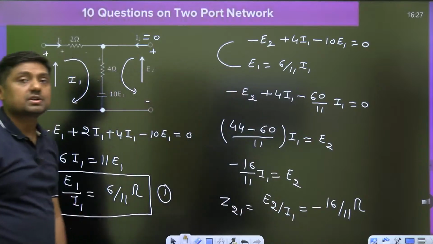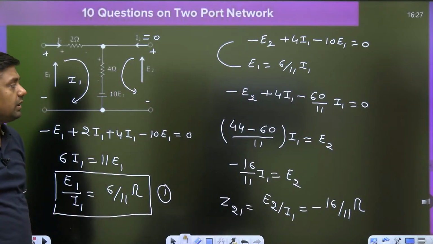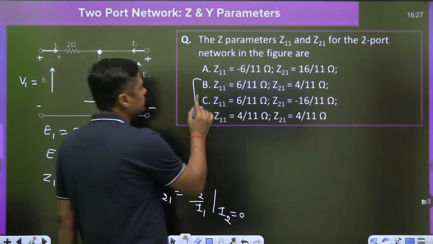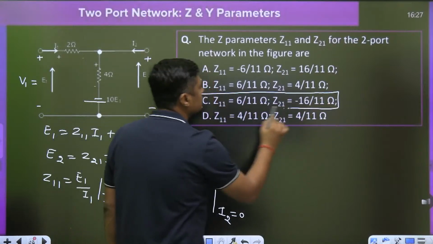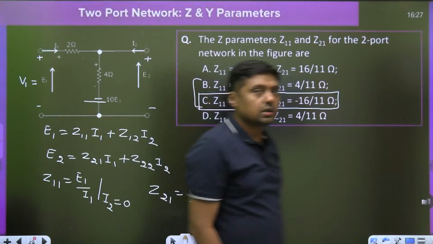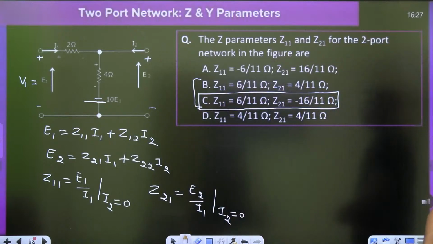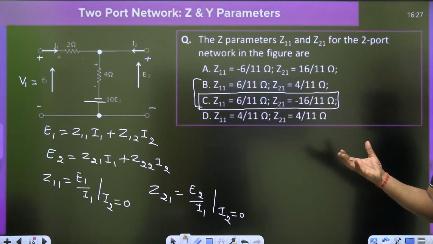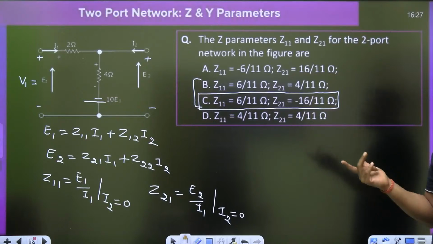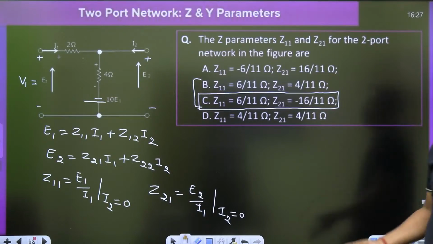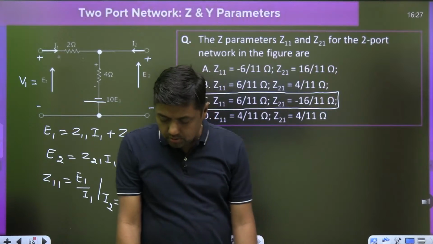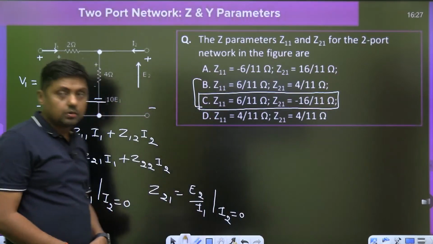The answer is minus 16 by 11 ohm. So which answer is correct? Minus 16 by 11, option C is correct. So Z parameters mean simply write down the equations, and after writing the equations, what is the condition? In both cases I2 should be equal to 0, make the output open circuit and simply apply KCL or KVL and you will get the answer. You can find which ratio is required here. So I think now it is clear.